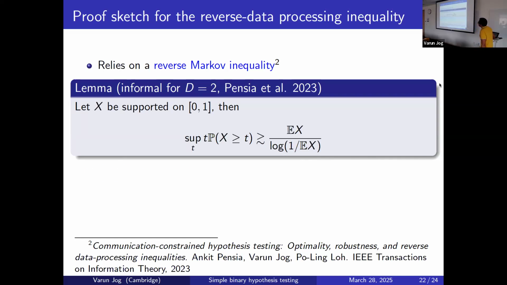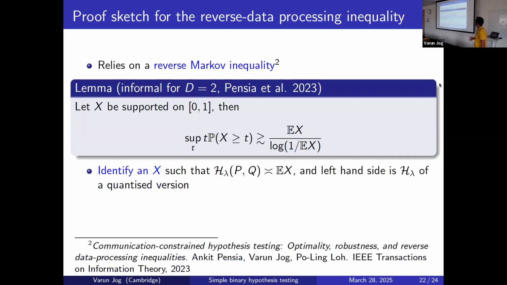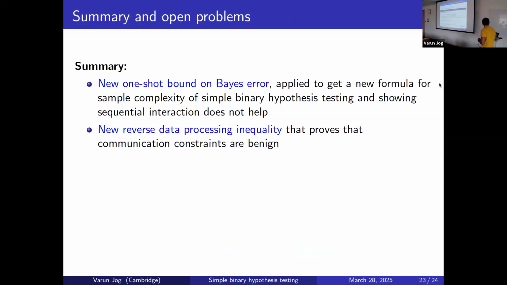And the proof basically relies on this. We identify a nice random variable so that the left hand side is the Hellinger lambda of the quantized version, where t is the thing that decides where to quantize, and the right hand side, the Hellinger lambda of P and Q, is E of X. You just have to look at the expressions and see how this inequality fits into the result that we want, and it just pops out.